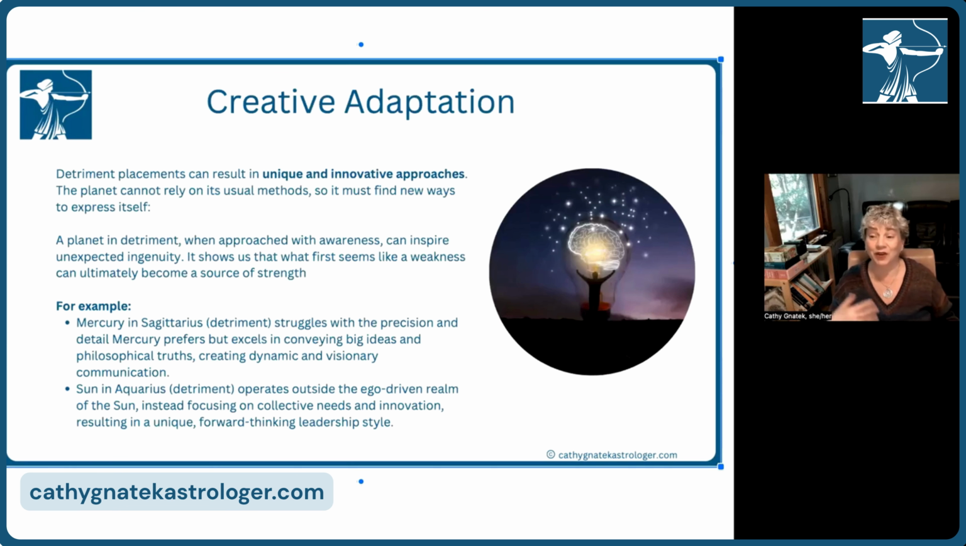Detriment placements can also result in unique and innovative approaches. The planet cannot rely on its usual resources, so it has to find new ways to express itself. A planet in detriment, when approached with awareness, can inspire unexpected ingenuity. It shows us that what first seems like a weakness can ultimately become a source of strength. For example, Mercury in Sagittarius, which is a Jupiter ruled sign about the quest and big ideas, can struggle because it likes to be precise and detailed. Mercury prefers that, but in Sagittarius, it excels at conveying the big idea, at being excited about explaining the vision and philosophical truths. And this creates a dynamic and visionary way of communicating.